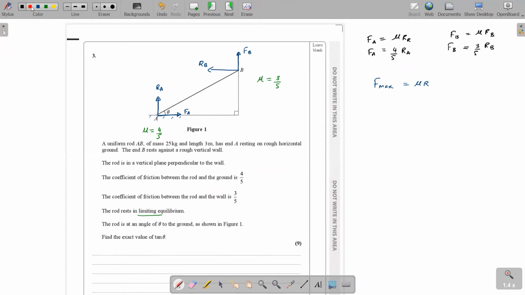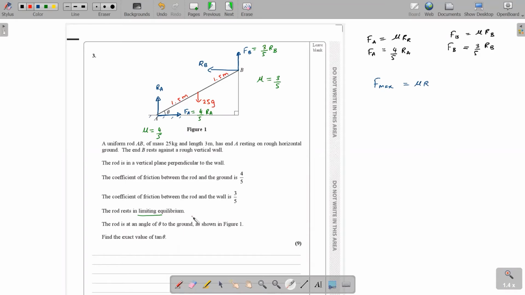Okay, so then I have those values. Shall we use those values here? FB is 3 over 5 times normal reaction B. FA is 4 over 5 times normal reaction A. And then what else are they saying? The uniform rod means the weight acts at the center of mass. 25 kilograms, so weight is 25 g. And length 3 meter, and since it's a uniform rod, each side has 1.5 meter, 1.5 meter.